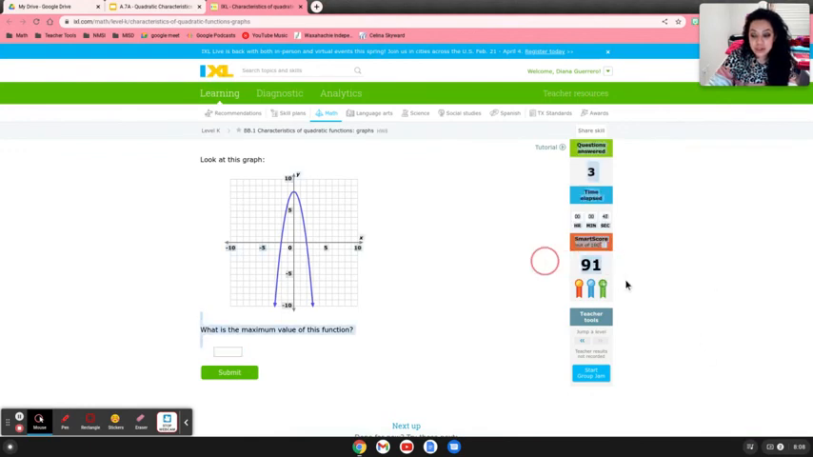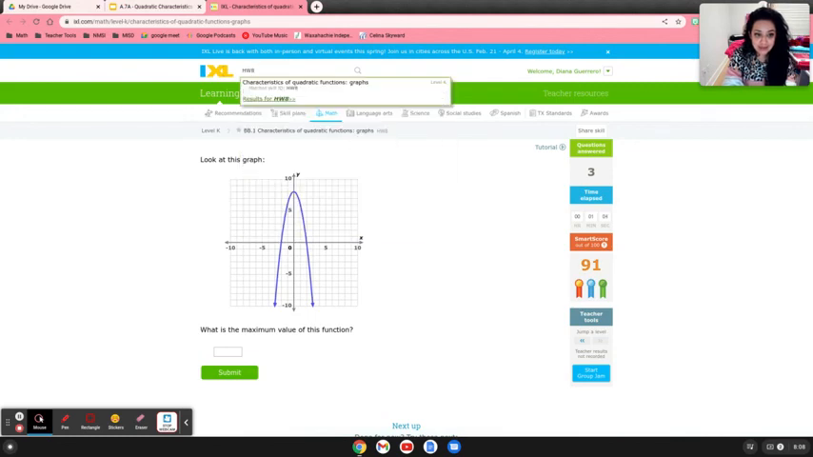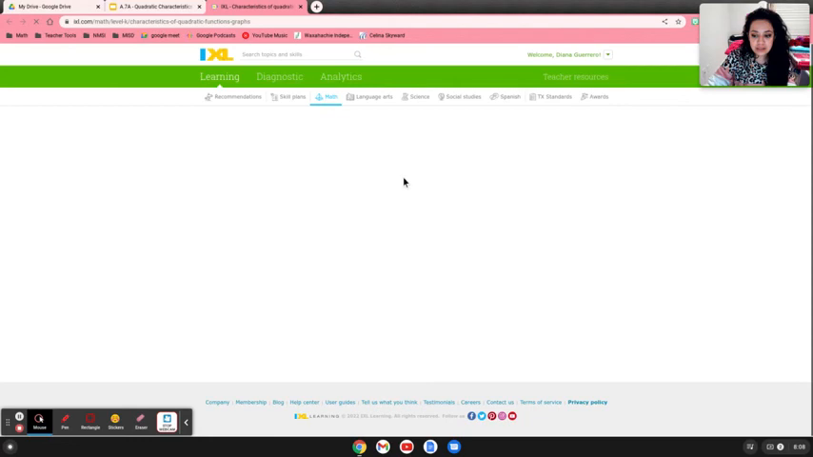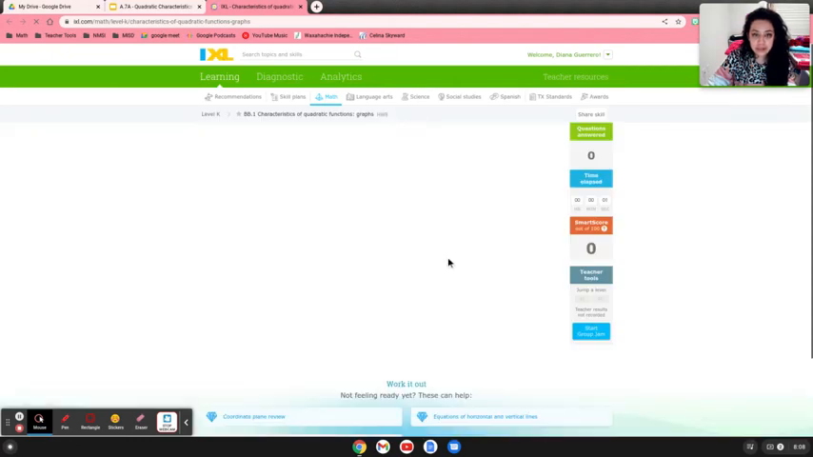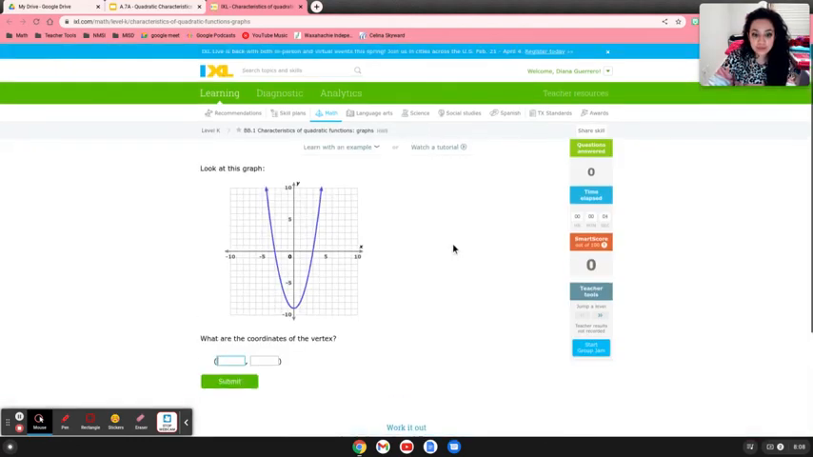Work this until you get a SMART score of 100. This one will count out of 100 and not out of 80. What I mean by the search, if you just go to IXL, you don't have anywhere taking you directly there. If you type in the shortcut HW8, notice it pops up right here, characteristics of quadratic functions. Click on that, and that brings you here, the exact same one that I was just working on for you.